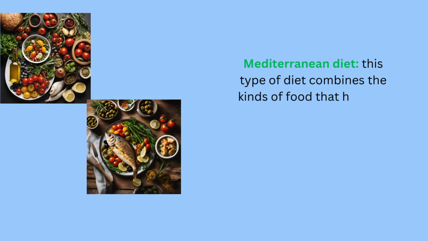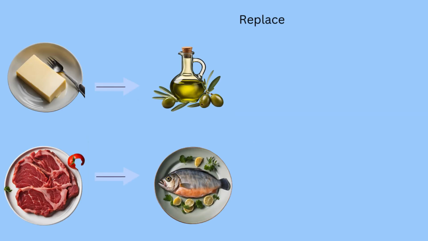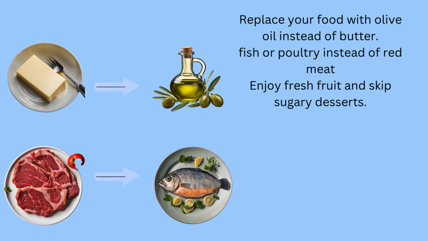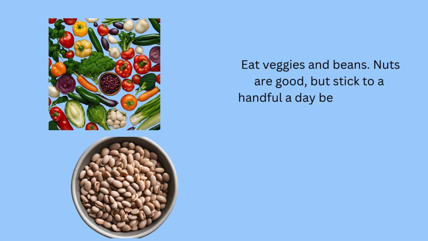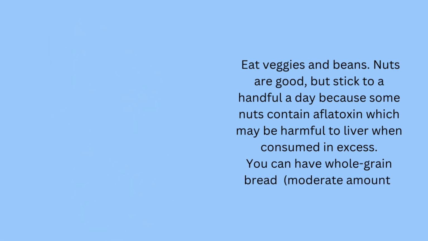Mediterranean diet. This style of eating combines the kinds of foods that help reduce fat in your liver. They include healthy fats, antioxidants, and complex carbohydrates. Replace your food with olive oil instead of butter. Fish or poultry instead of red meat. Enjoy fresh fruit and skip sugary desserts. Flavorful veggies and beans. Nuts are good, but stick to a handful a day because some nuts contain aflatoxin, which may be harmful to the liver when consumed in excess. You can have whole grain bread and wine, in moderate amounts.